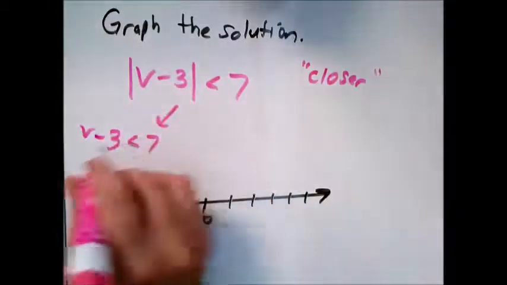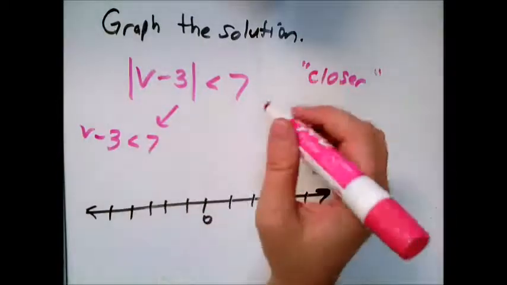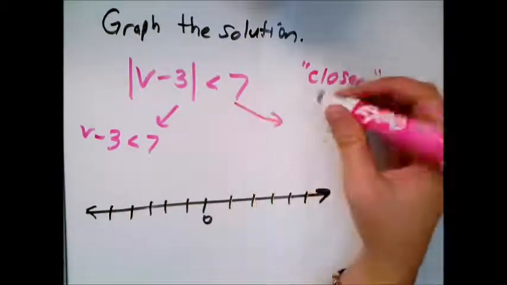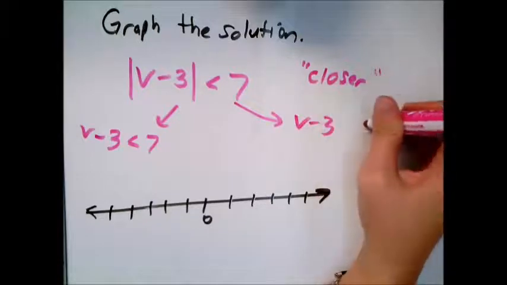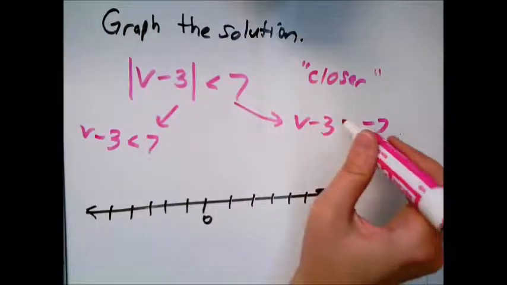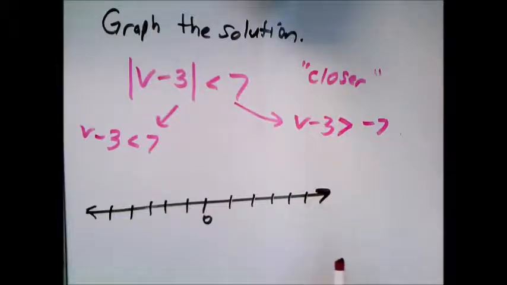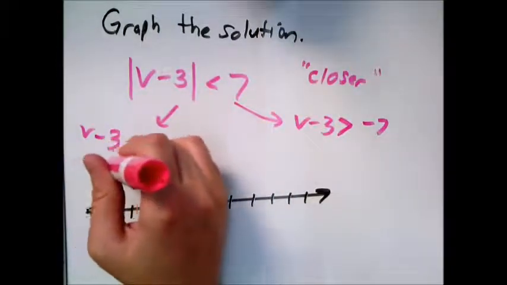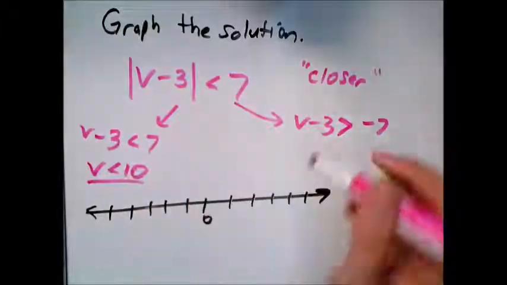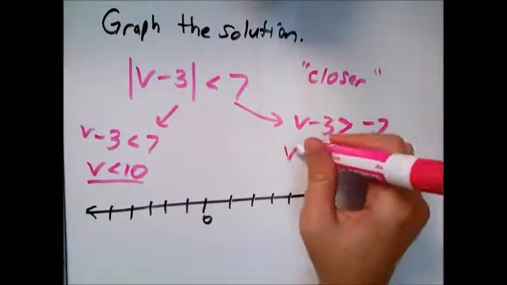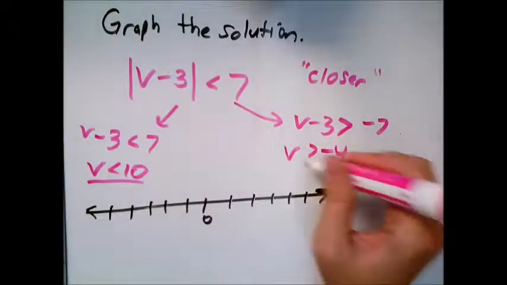You leave it exactly the same in one case: v minus 3 is less than 7. And in the other case, you have to make it negative 7. But with inequalities, that means you have to switch the direction of the sign, so make it open the other way. If I add 3 to both sides, this says v is less than 10. And if I add 3 to both sides on this one, it says v is greater than negative 4.